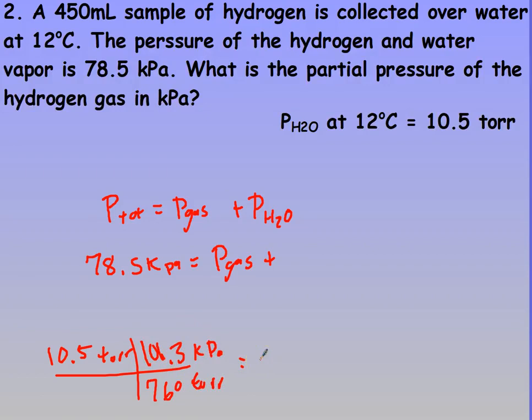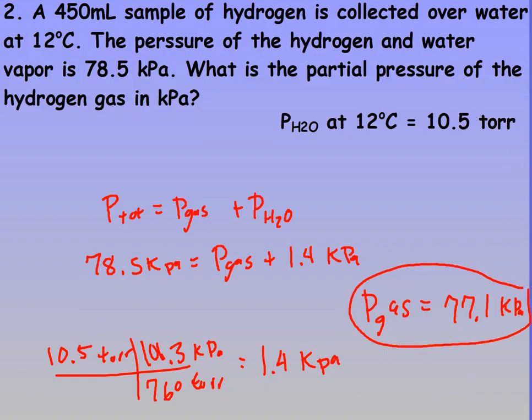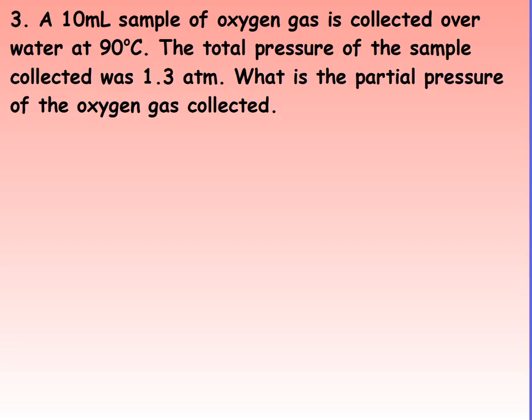If you plugged it in, I got 1.4 kPa. If I subtract, the pressure of the gas is equal to, sorry, 78.5 minus 1.4, and I got 77.1 kPa. And there's the answer right there. All right, try doing this last one by yourself.